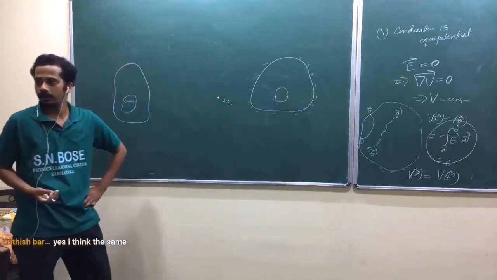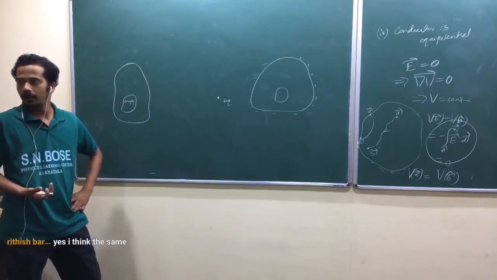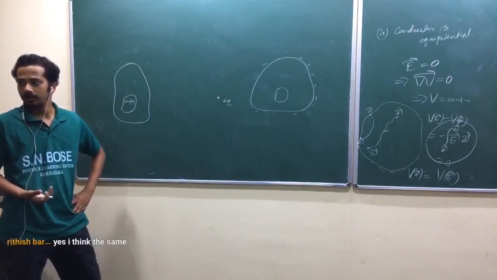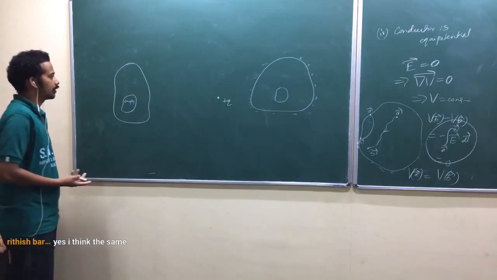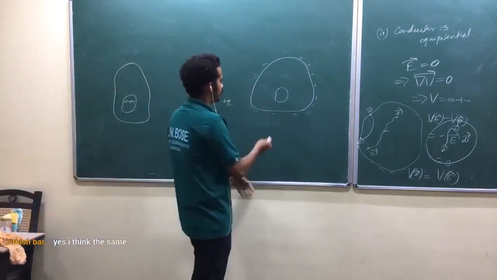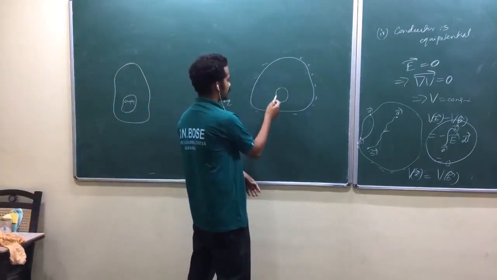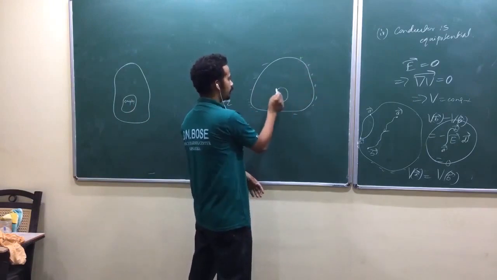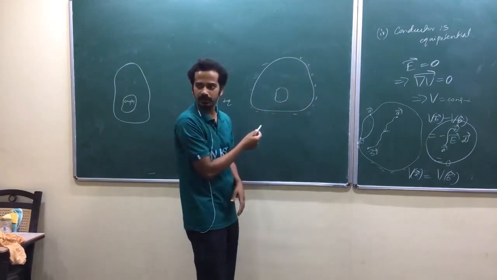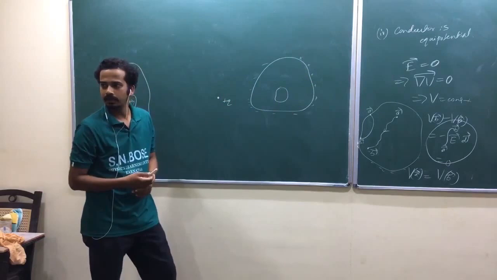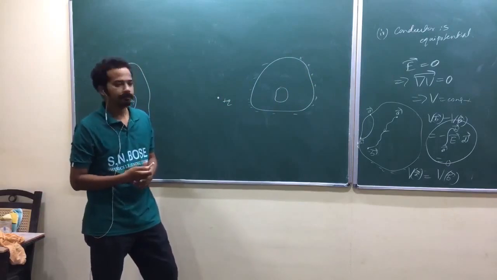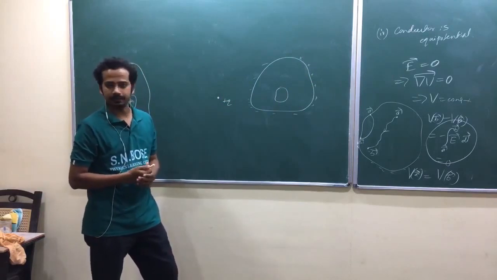Yeah, again, I am placing plus Q charge here, and minus charges are here. So there will be no positive charges or negative charges here. Still, why?